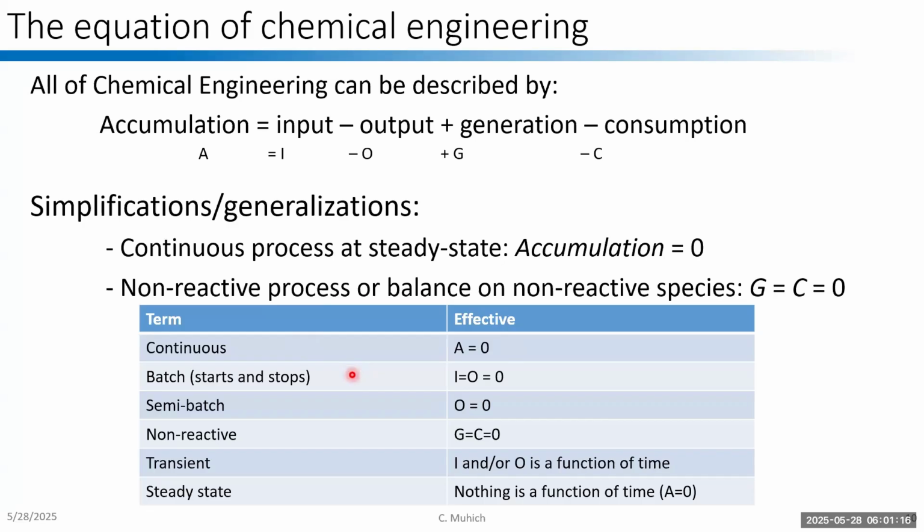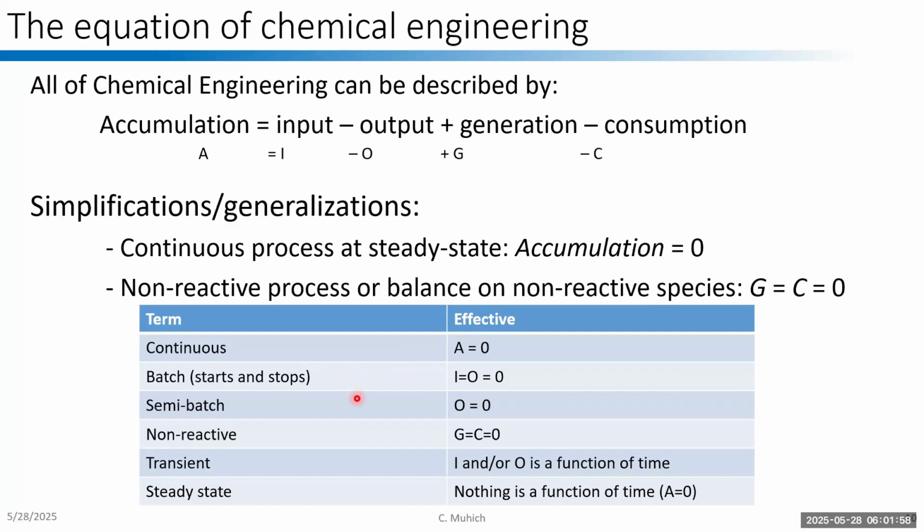We also can have what's called a batch process, where I put all of my material into a vessel, and then I do some sort of reaction or separation or whatever I want to do, but nothing's moving in or out of that vessel until the end of the process. And then I remove everything. So while it's operating, the input and the output are zero, but the accumulation, the generation, and the consumption may or may not be zero depending on what's happening.